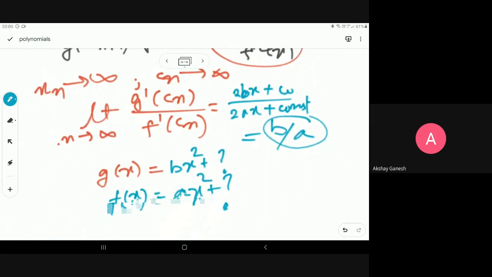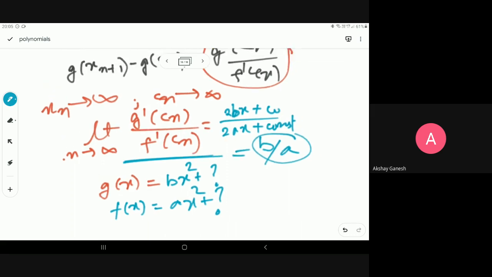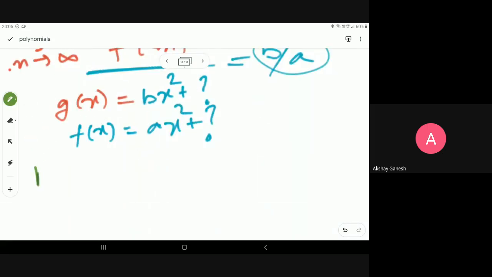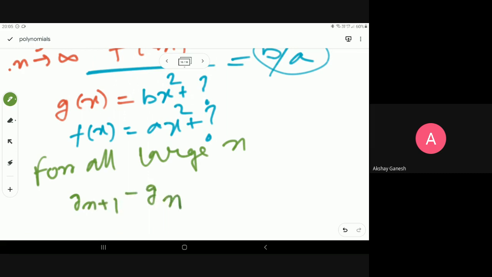So when n tends to infinity, this fraction value equals b by a, where b and a are the leading coefficients of g and f, right? Also note that b by a must be an integer because this value is an integer, right? This equals g of n plus 1 minus g of n, right? So this basically tells us for all large n, g of n plus 1 minus g of n equals b by a, right?